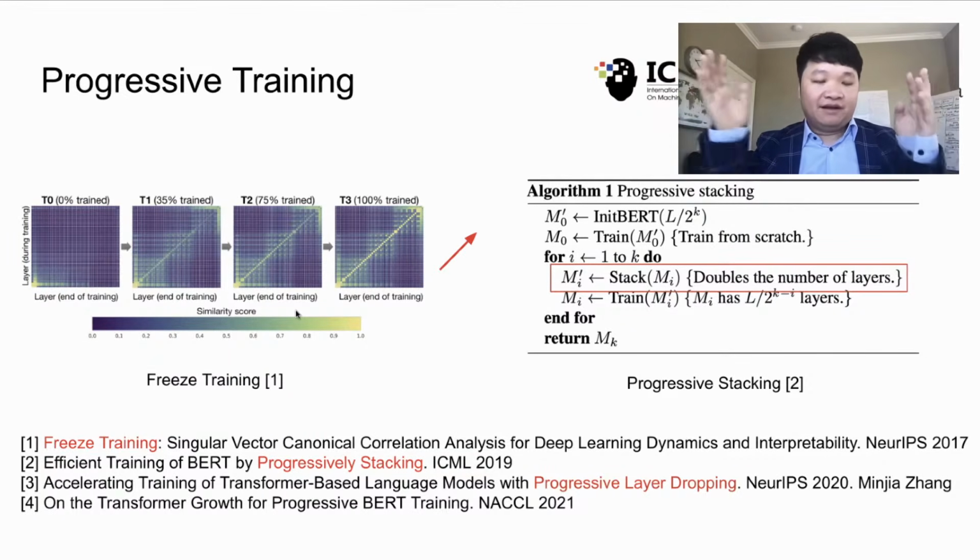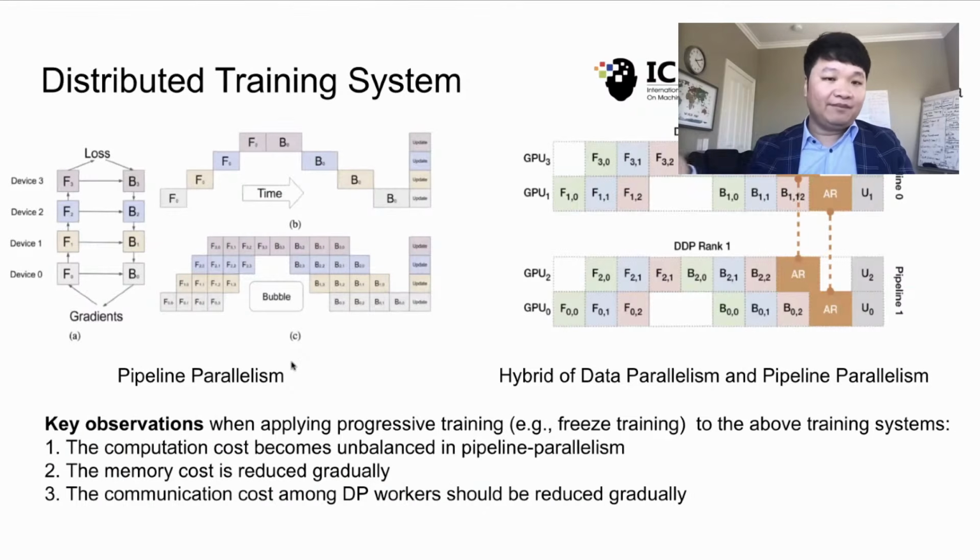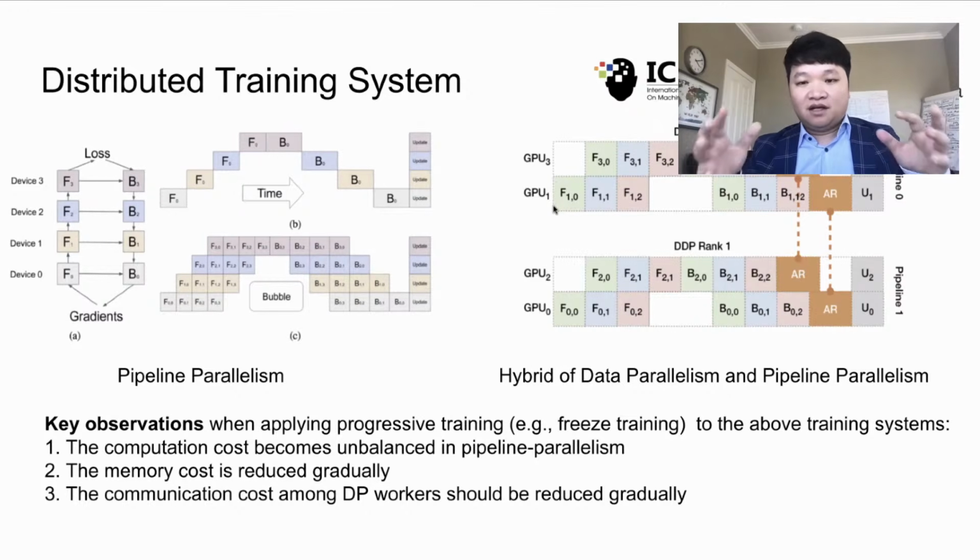For example, we can train 12 layers at the beginning, and then shrink to 4 layers and then to 1 layer until the end. All of this I call progressive training. There are multiple examples of this kind of training. When we apply this kind of training to a transformer, we find 3 key observations. One is that the computational cost becomes unbalanced, because when we freeze some layers or add some layers, the workload of the pipeline becomes unbalanced.